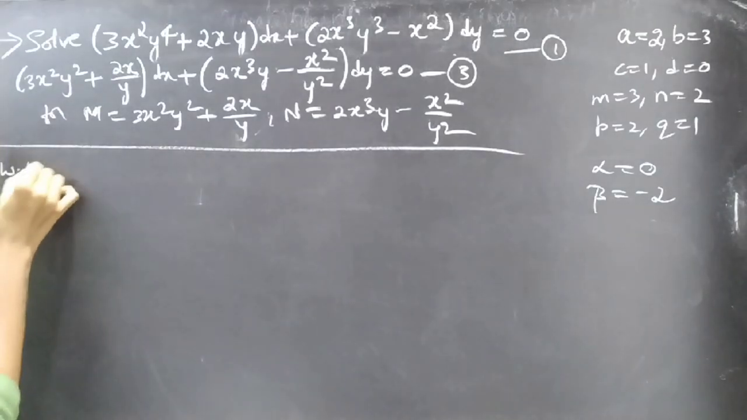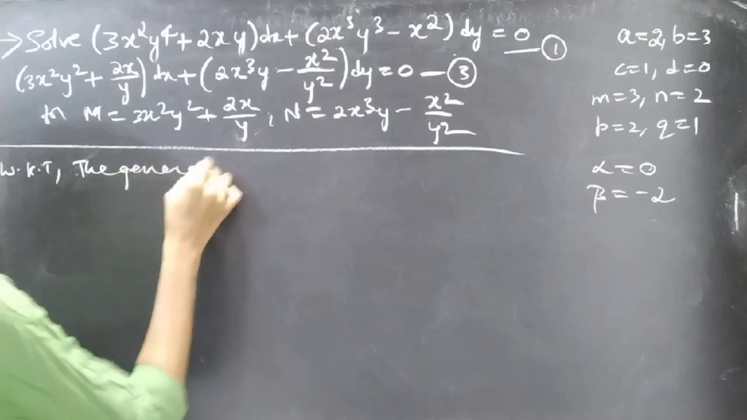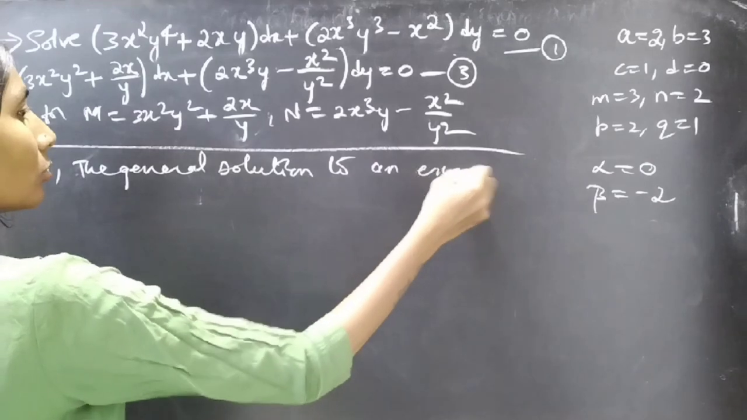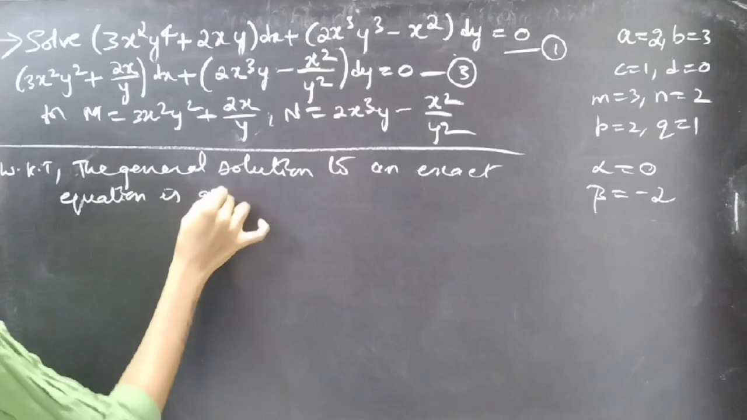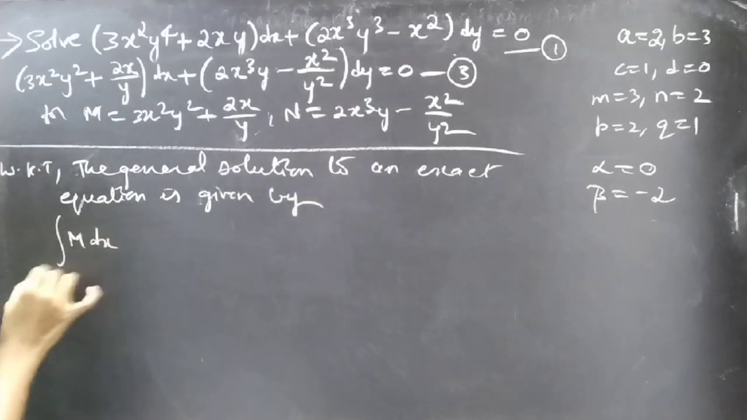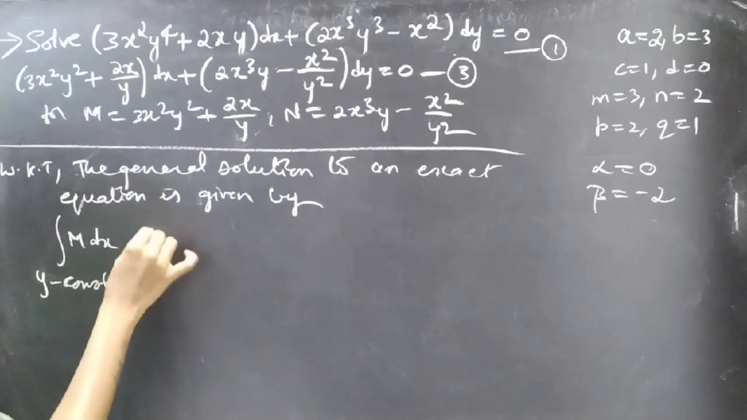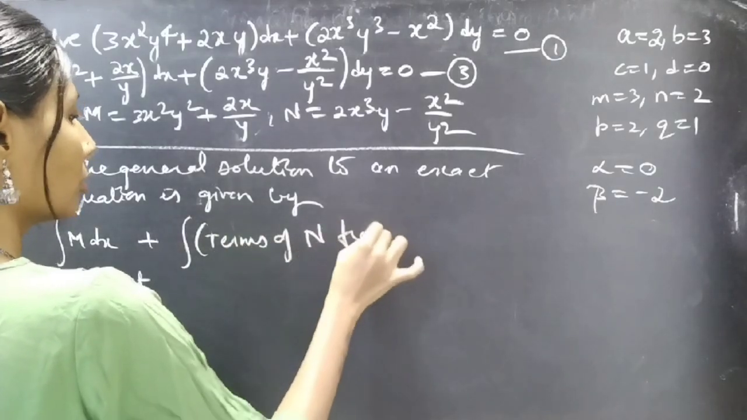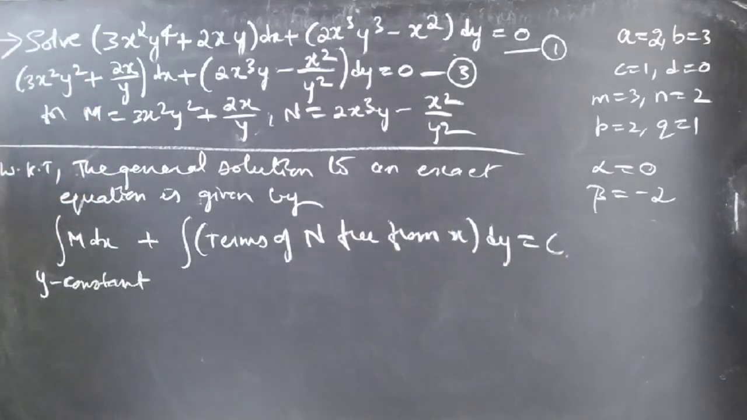We know that the general solution to an exact equation is given by the integral of M dx treating y as constant, plus the integral of the terms of N free from x, with respect to y, equal to c.